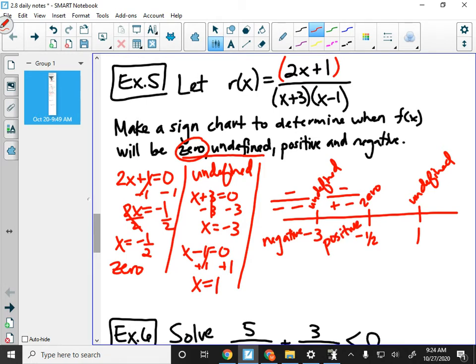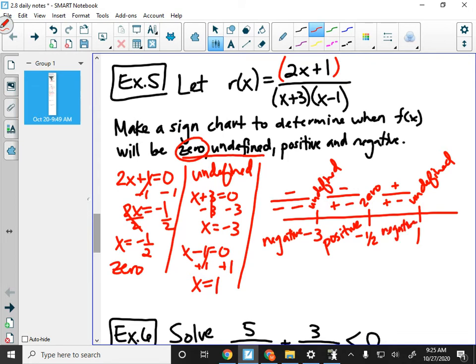Then I need a number between -1/2 and 1. I'm going to pick 0. 2 times 0 is 0, plus 1 would be a +1. 0 plus 3 is 3, and 0 minus 1 is -1. A positive divided by a positive and then multiplied by a negative is going to be negative.